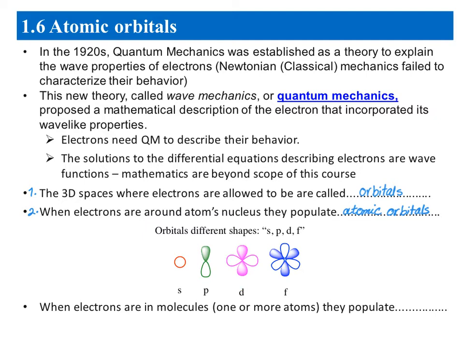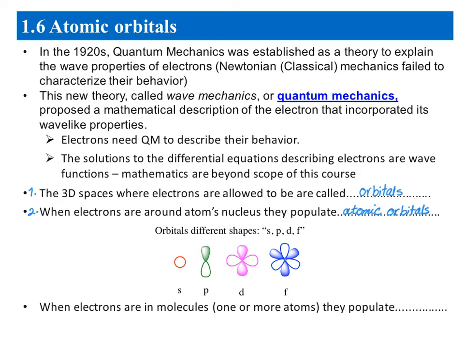We are not gonna focus on d and f because in this course our main focus is on the first and second row elements, so we are not going to focus on d and f, but I want you to know s orbital, p orbitals, their shape, and their types.